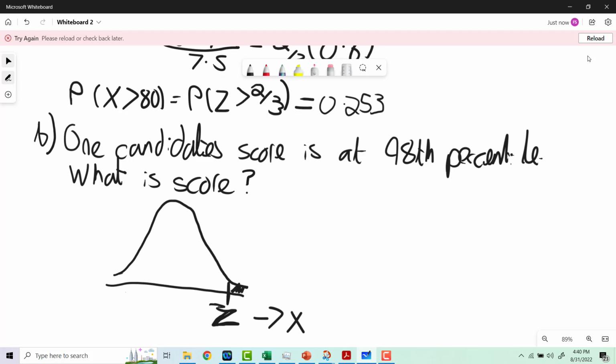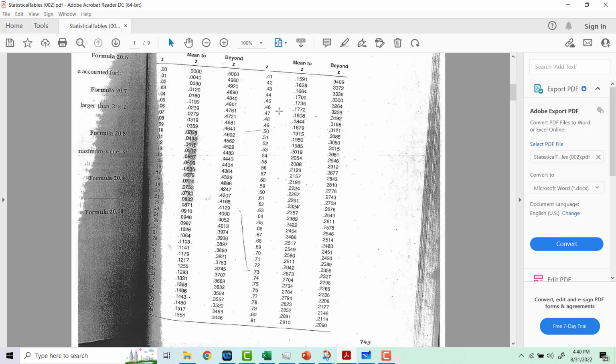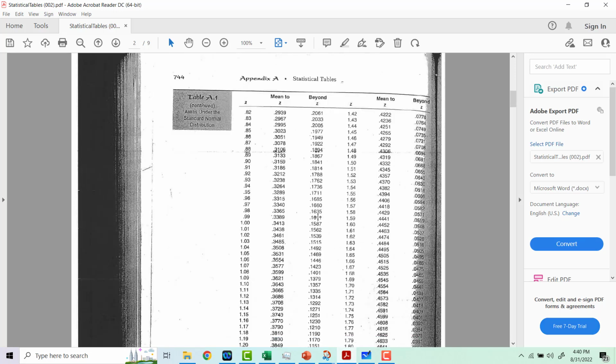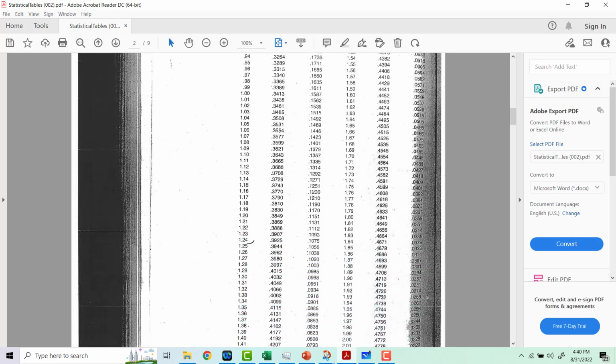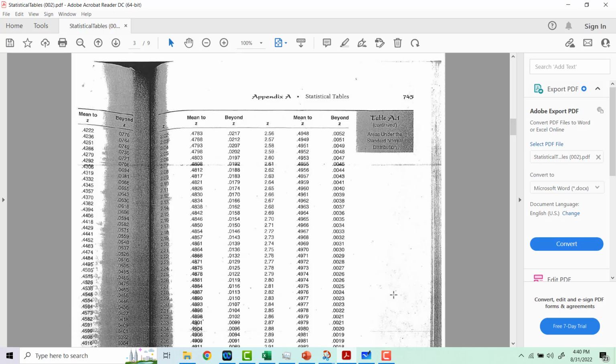And we want the Z where this area is going to be 98%. So this is going to be 0.02, and this area here, these both add up to 0.5, so it's going to be 0.48. So let's go back to our table. We want the area beyond Z to be 0.02. So we go down, and here we go. It's going to be between a Z of 2.05 and a Z of 2.06.